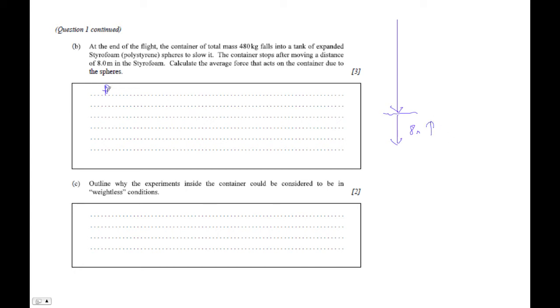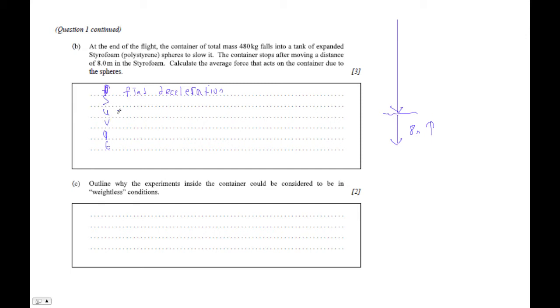So the first thing to do is to find the deceleration, right? Which, by the way, will be a positive acceleration. It's going to be upward, okay? Deceleration. All right. And so what we're going to do is use SUVAT.